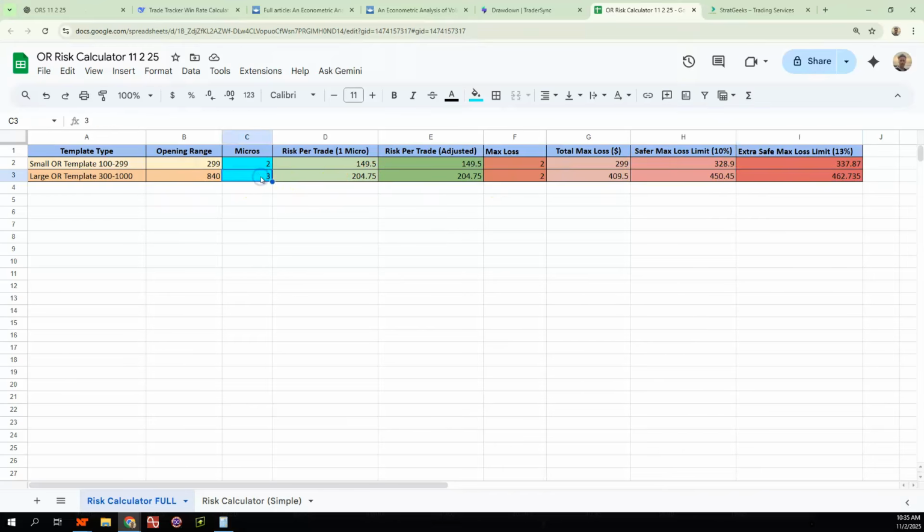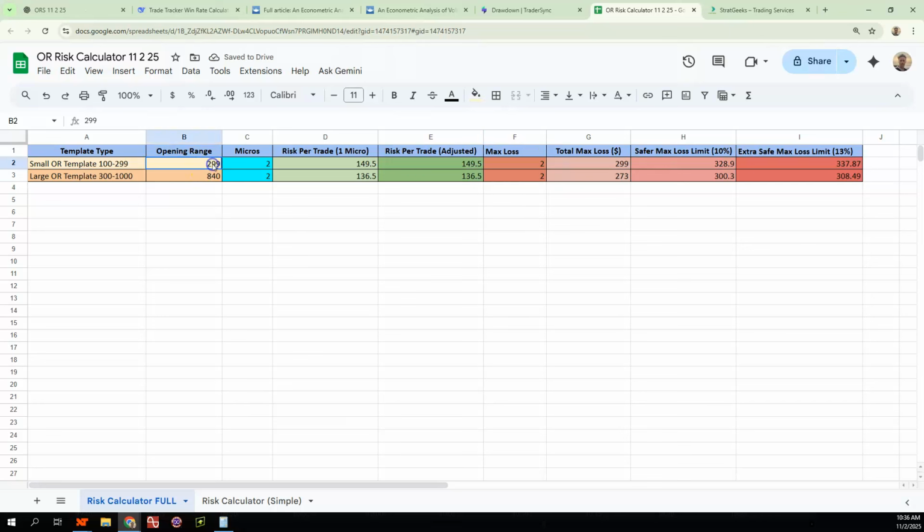Well, you can just real quick say, all right, I only want to risk 2 micros on this day, I only want to risk $136 per trade. Maybe you want to allow 3 max losses. It's a really easy way to figure all this stuff out.